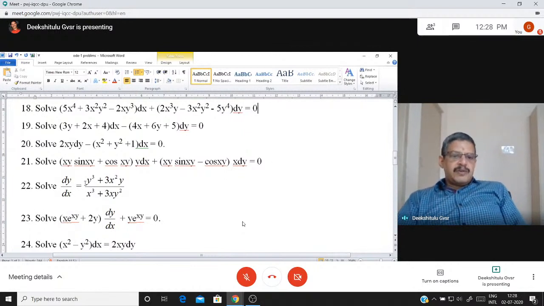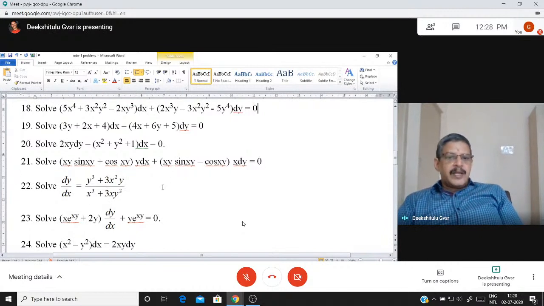So dy by dx is equal to (y cube plus 3x square y) by (x cube plus 3xy square). Cross multiply and put it in the form of M dx plus N dy. So this becomes (y cube plus 3x square y) dx minus (x cube plus 3xy square) dy is equal to 0. So M is y cube plus 3x square y and N is x cube plus 3xy square. Find dou M by dou y and dou N by dou x, and see whether they are equal or not. I think they are equal. The equation becomes an exact equation. You can straight away find the solution.